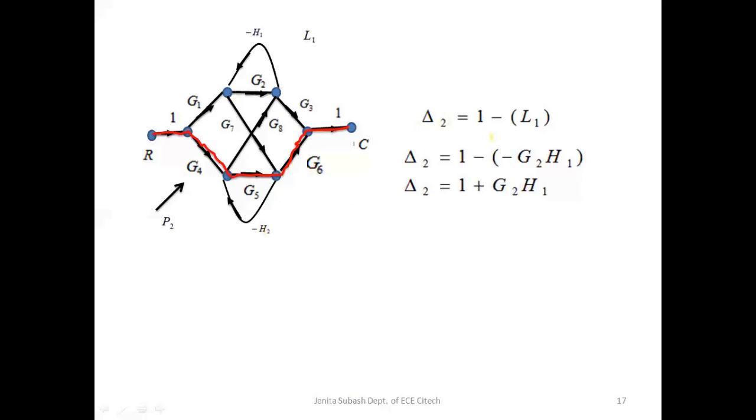So with respect to delta 2, I have activated L1. Delta 2 is equal to 1 minus L1. Substitute for L1: we found the loop gain as minus G2H1. Hence delta 2 will be equal to 1 plus G2H1.